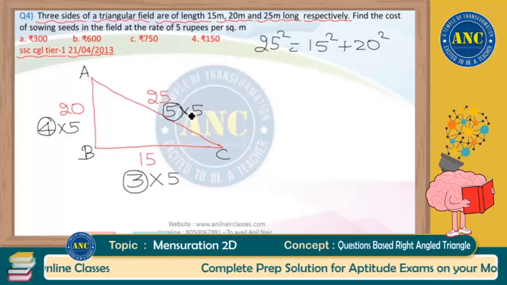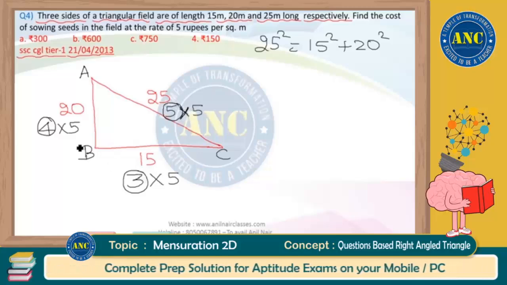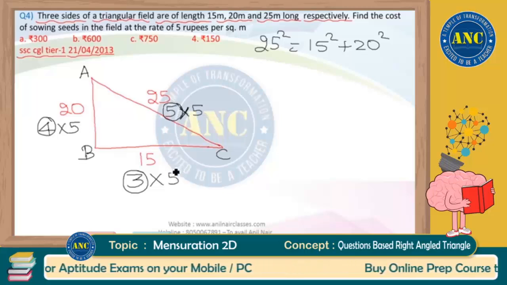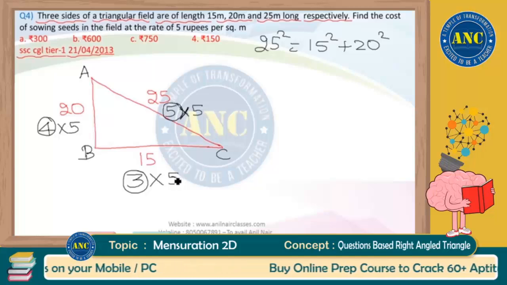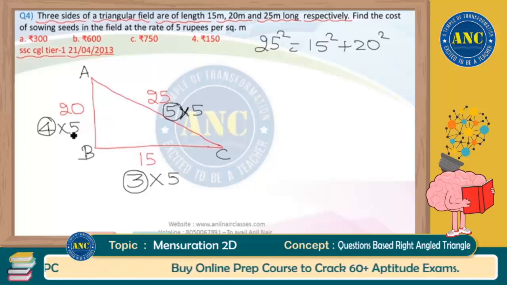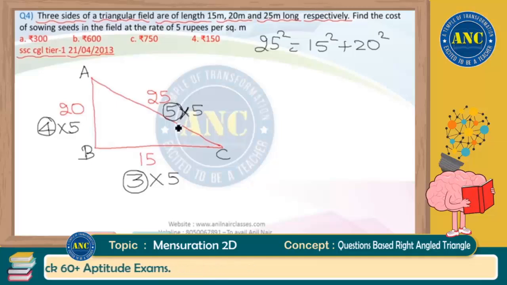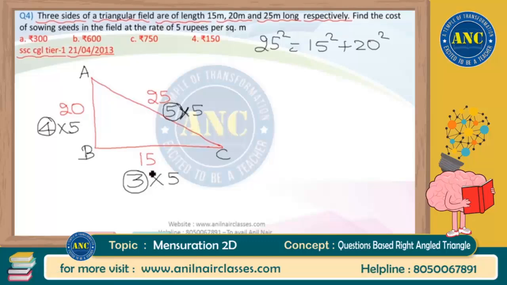3, 4, 5 are basic Pythagorean triplets. For this 3, 4, 5, you multiply with any constant. In this particular question, that constant is 5. For 3 also I am multiplying by 5, for 4 also I am multiplying by 5, for 5 also I am multiplying by 5. If I multiply 3, 4, 5 by any constant, it becomes a derived Pythagorean triplet. That means 3, 4, 5 is a basic Pythagorean triplet, so 15, 20, 25 are derived Pythagorean triplets. Therefore, ABC is a right angle triangle.